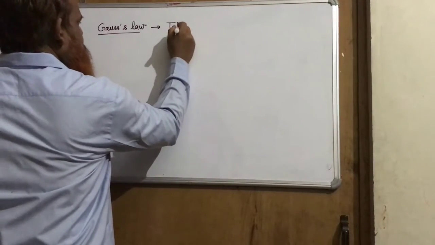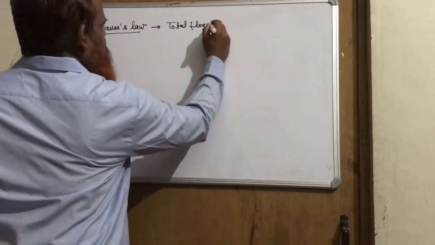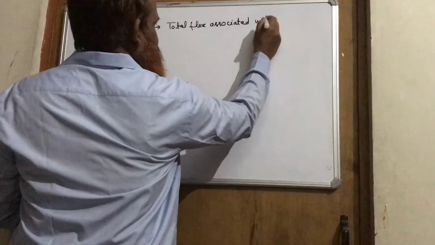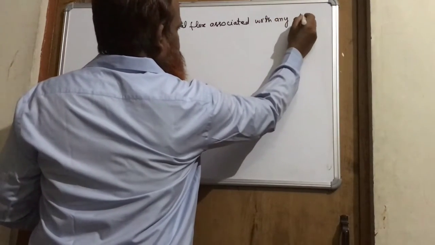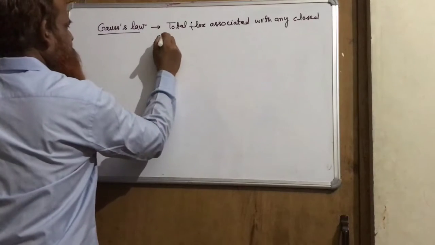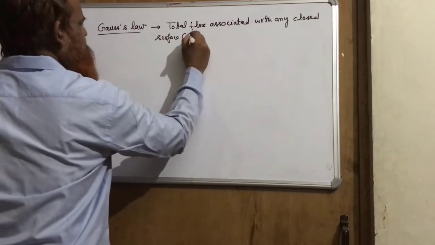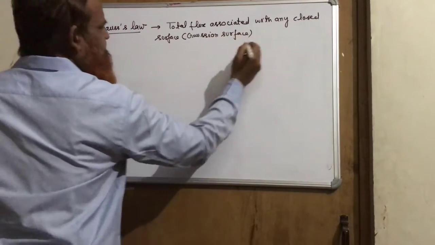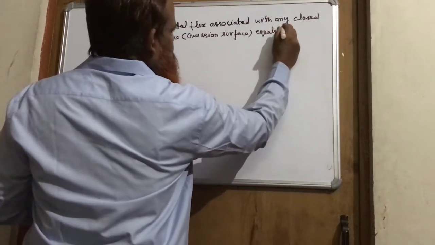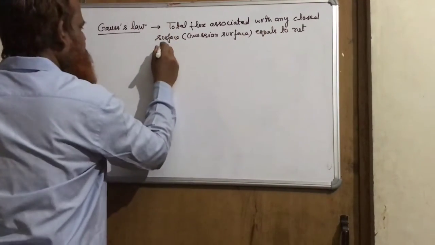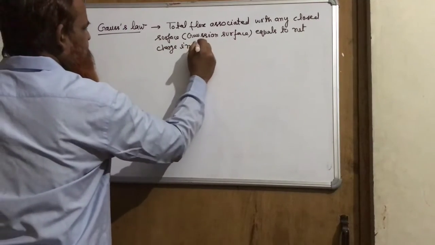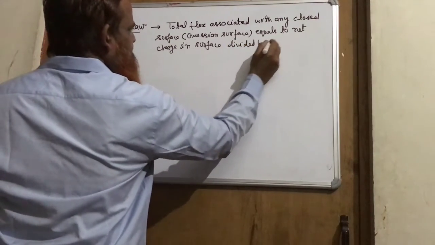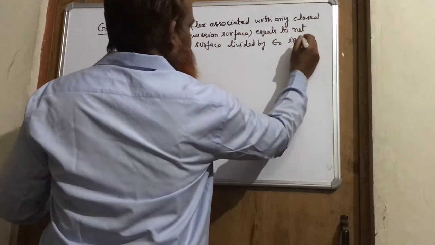Total flux associated with any closed surface or Gaussian surface equals the net charge in the surface divided by epsilon naught in vacuum.